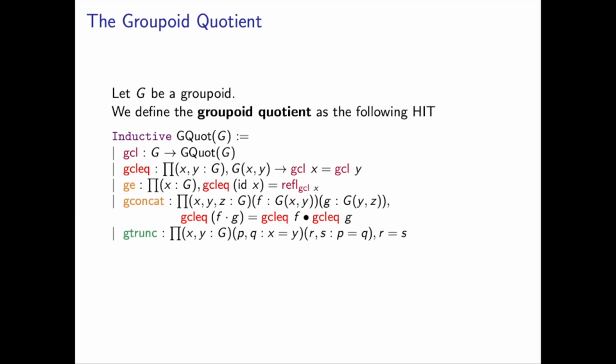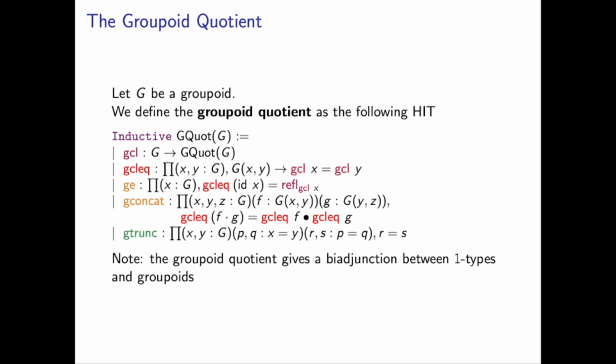Lastly, we have the constructors GE and GConcat. These relate the Groupoid structure to the identity paths and concatenations of paths in the Groupoid quotient. More precisely, GCLEC of the identity morphism is just the reflexivity path, and GCLEC of a composition is just a concatenation of two GCLEC paths. You can show that equality between GCL x and GCL y is the same as morphisms in G, but there's another important property of the Groupoid quotient, namely that it gives rise to a biadjunction between one types and groupoids. This is just a reformulation of the elimination principle of the Groupoid quotient.